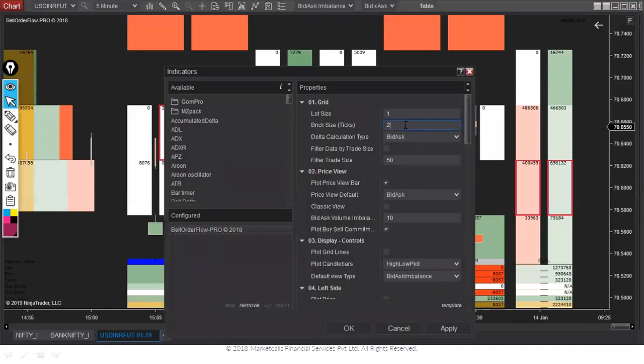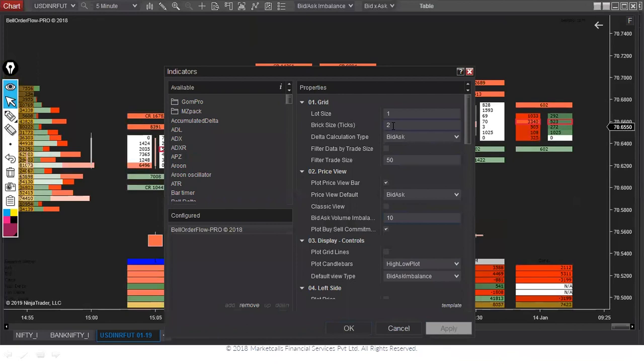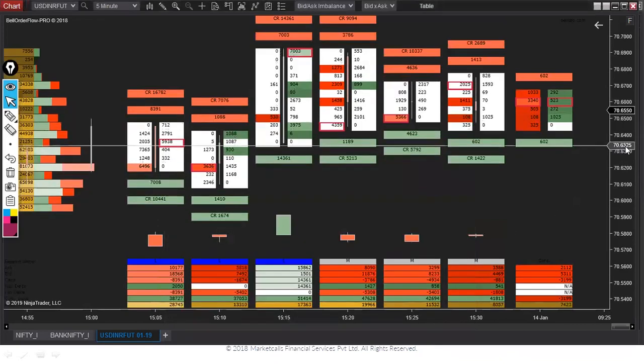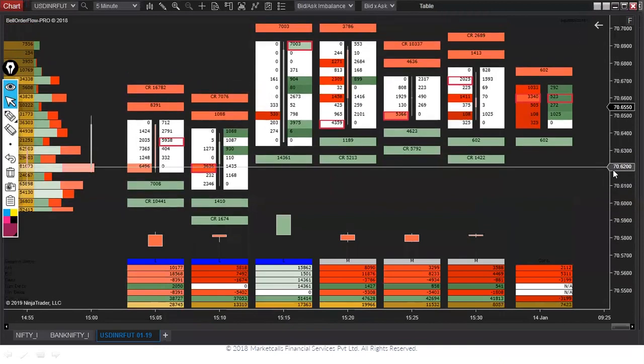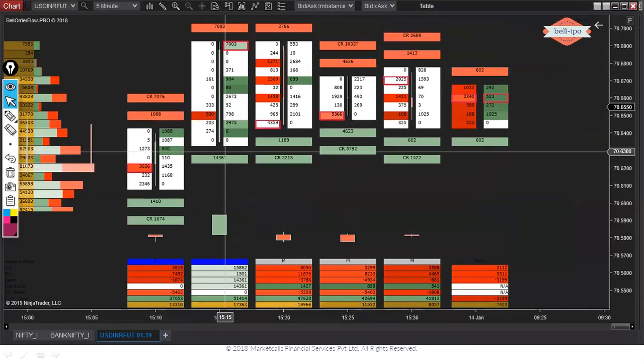We'll make it as 2 here. Apply. That means the 2 will be multiplied with the tick size of 0.0025. That is the minimal possible movement in USD INR. So now you will get better block zones, which is suitable for reading the order flow charts of USD INR. Otherwise, if you put 20, every 20 ticks, it will try to put 1 bar.